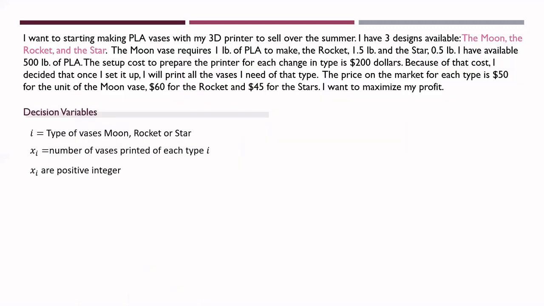The first set of decision variables is the one that we discussed. It's the type of vases: moon, rocket, and star. The decision variable x_i is going to be the number of vases that we want to print of each of those types. We are going to assume that we are not selling half a vase, so the x_i are going to be non-negative and integer.